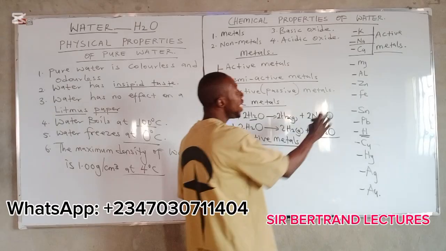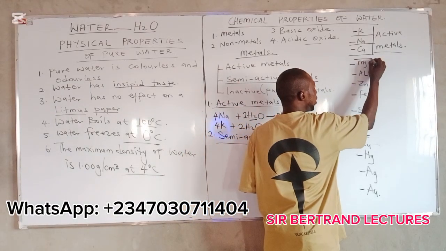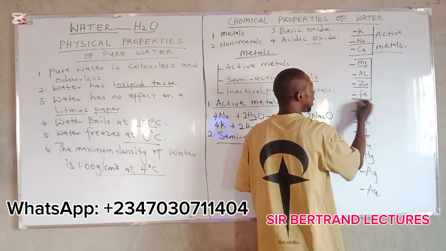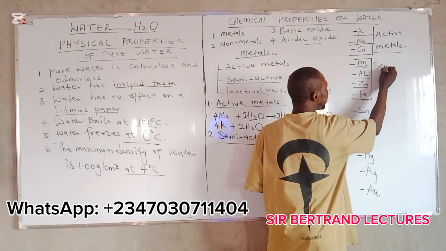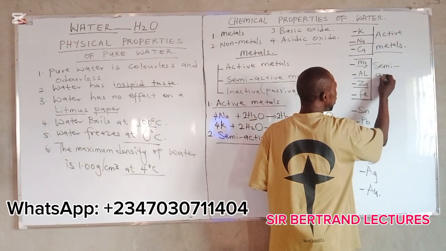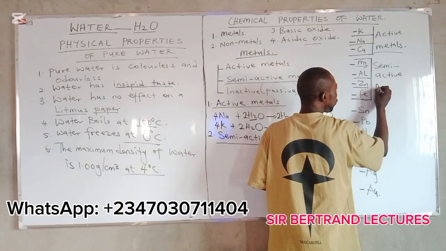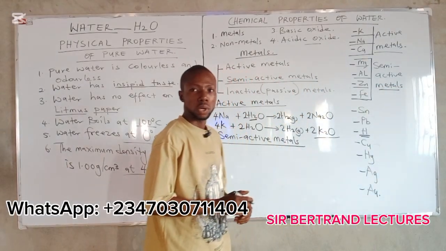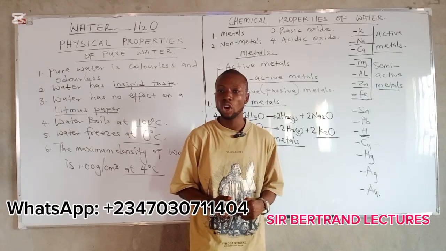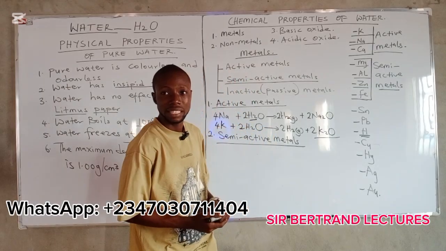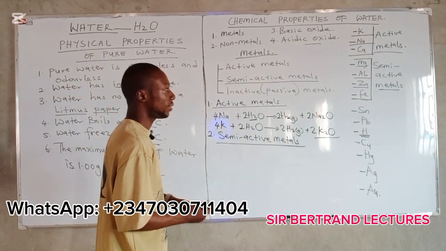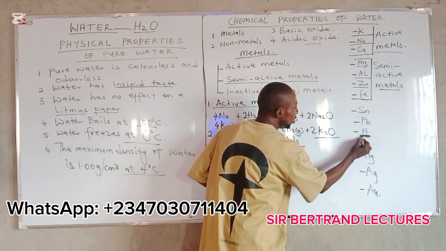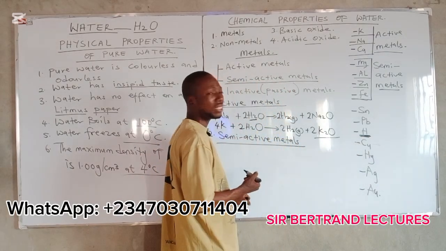All right? Now here are the semi-active metals. They include magnesium, aluminium, zinc, and iron. They are known as semi-active metals. They don't react with cold water. They don't react with hot water, but they react with steam at a very hot heat. That means they cannot displace hydrogen in water.